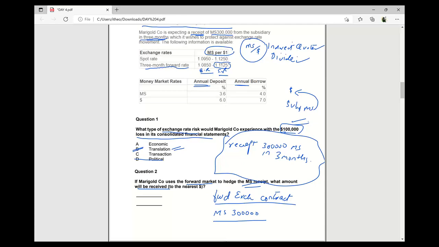The selling rate is 1.1125. Only use the forward rates. No need to perform these workings on a spreadsheet, obviously, because it's MCQs, MTQs only. 300,000 divided by 1.1125 is 269,663.